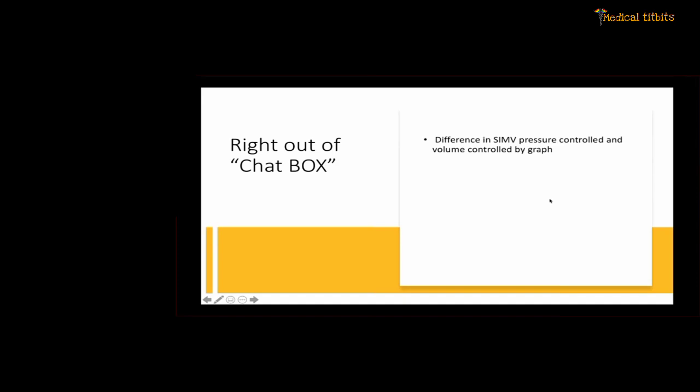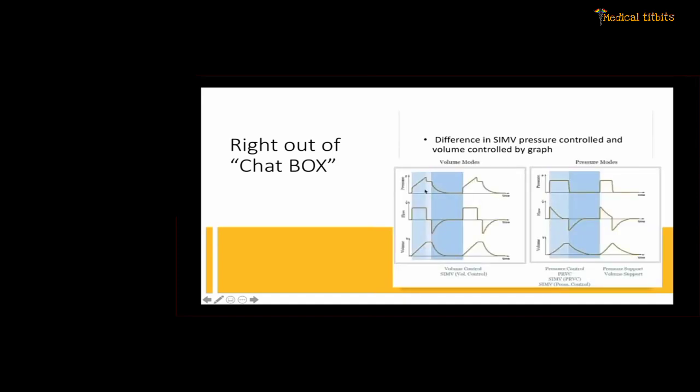Difference in SIMV, pressure controlled and volume controlled by graph, we have already explained. In volume controlled, usually you get a square wave flow pattern. One of the persons asked whether a decelerating flow pattern is acceptable in volume control. Yes, some of the manufacturers allow a decelerating flow pattern also, but the difference is, with a constant flow, you can have an inspiratory pause and you can get your plateau pressure. In a decelerating flow pattern, it may not be that reliable. Otherwise, there is not much point in the type of flow pattern. That's what I understand.